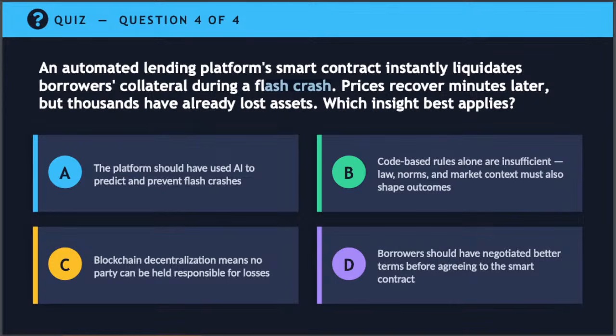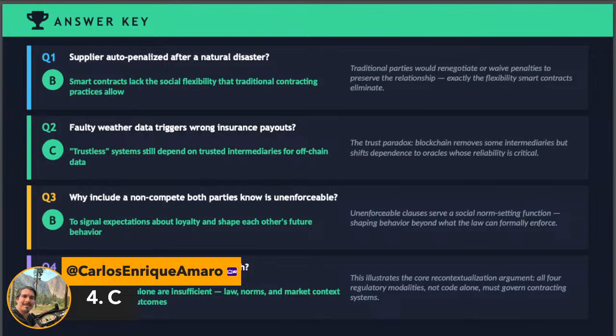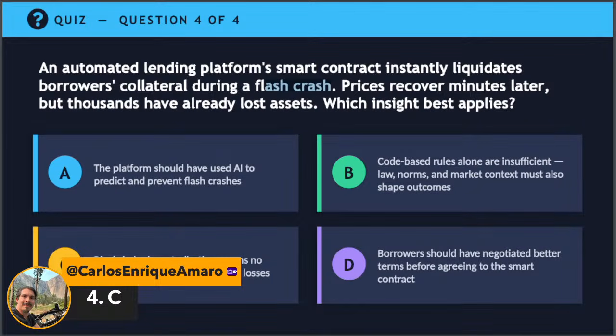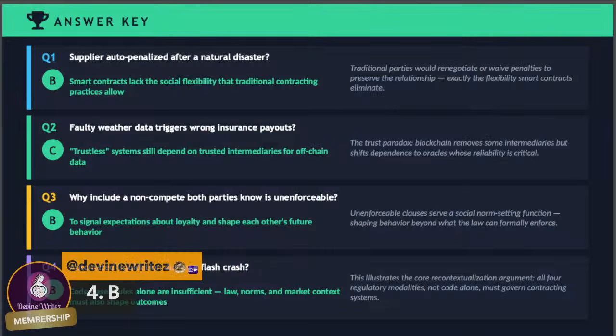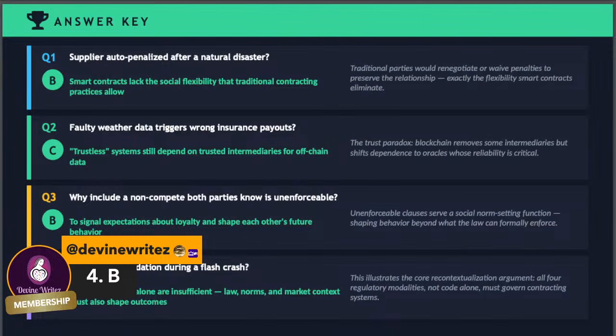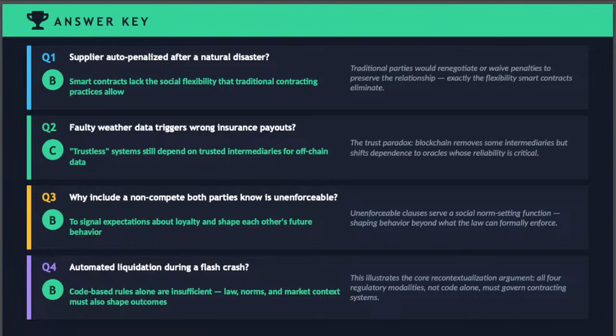Going once, going twice, going 3 times for question 4. All right, we're going to move on to the answers. This has been a long presentation. Carlos Enriquimero says 4, capital C. 4C. We got a 4C. And let's just double check here. 4C is blockchain means no party can be held responsible for losses. All right, let's look at our answers now. Devin Eridaz says 4, capital B. All right, we got a 4B there.